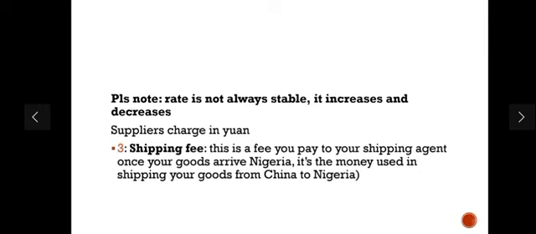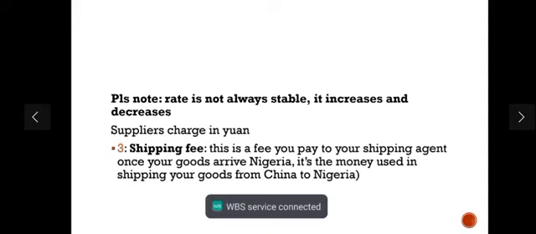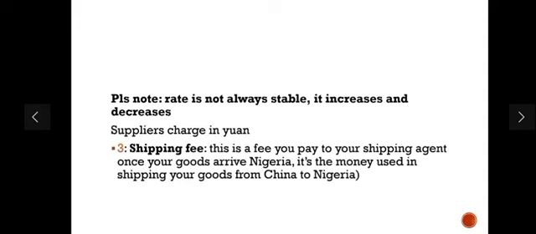Number three is shipping fee. Please, I beg you, rewatch this particular place or take note so that you understand clearly. Write it down. This is very important. It is one of the key pieces of information that you must have in mini importation. Shipping fee is the fee you pay to your shipping agent once your goods arrive in Nigeria. It is the money used in shipping your goods from China to Nigeria.